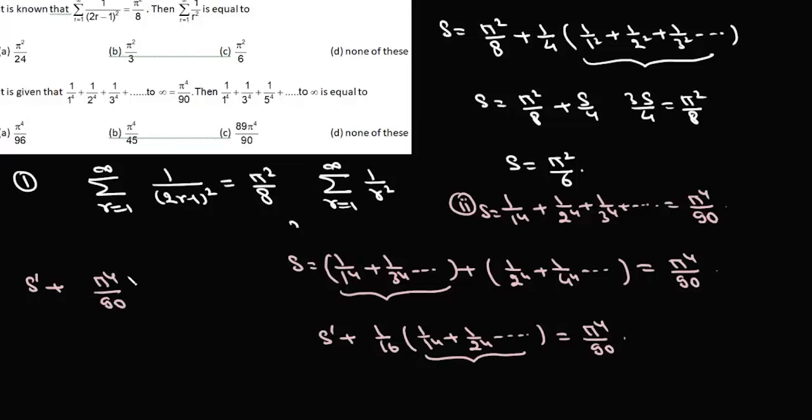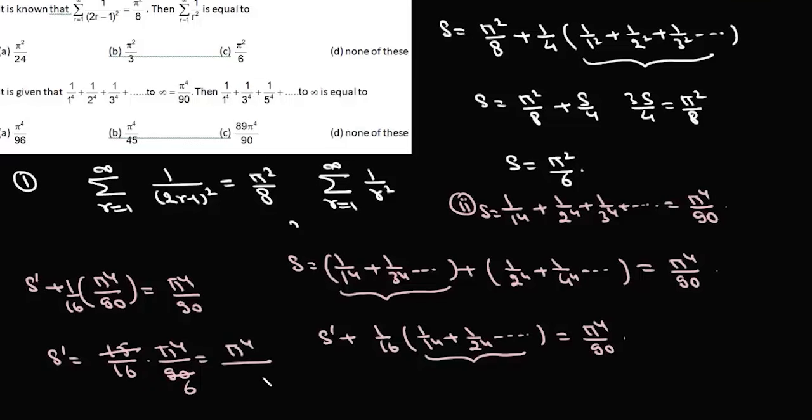So we can write s dash plus pi to the power 4 upon 90 into 1 by 16, it is equal to pi to the power 4 upon 90, or s dash is 15 by 16 pi to the power 4 upon 90. Now this is 6 times. So this s dash will be pi to the power 4 upon 96. So sum of this odd series is pi to the power 4 upon 96, and that's your option A.